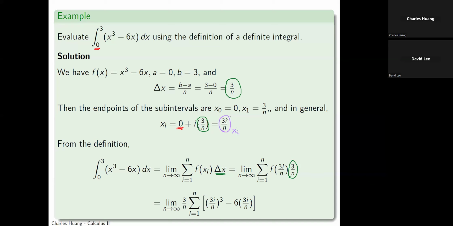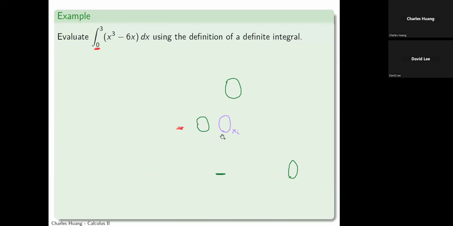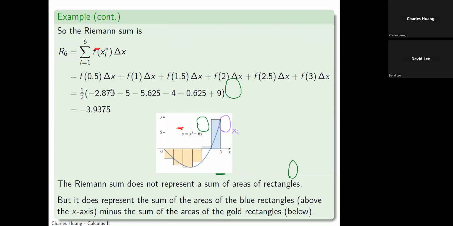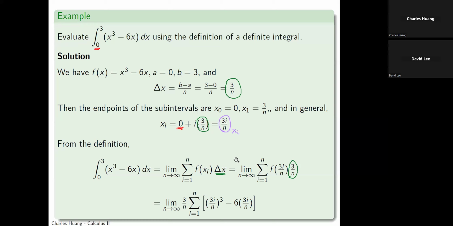Each of the points has this x value. So this represents the 0.5, the 1, the 1.5 from before. So the purple thing here represents these values. And of course, we don't use these values right away. We have to put them into our function.